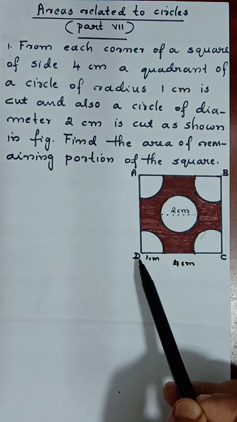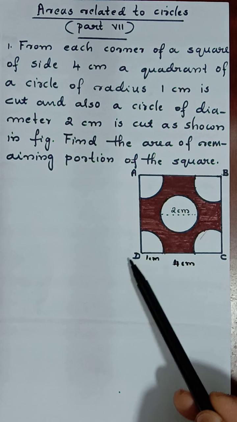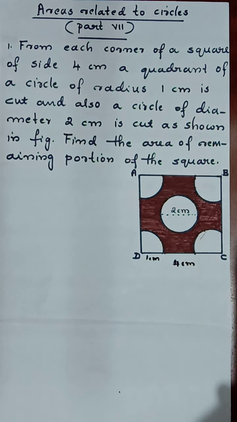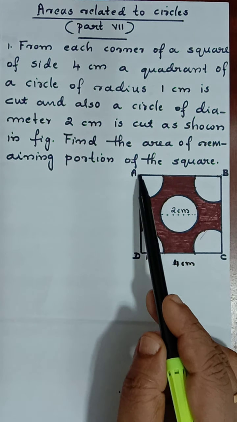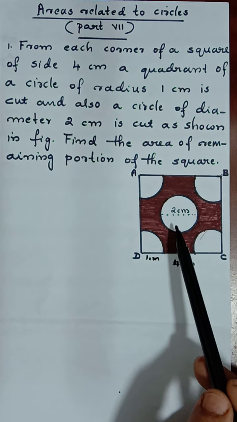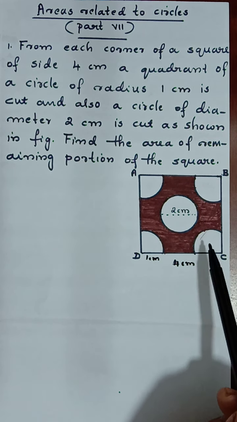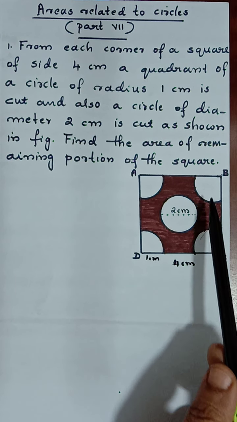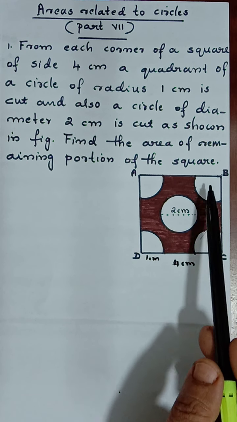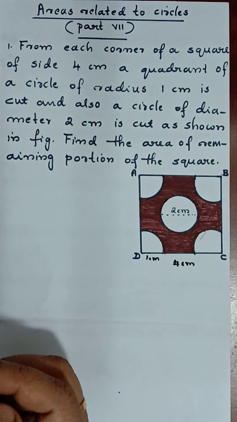This is a part of the square. Complete portion is the square, from which we have to subtract all these 4 quadrants as well as the circle having diameter 2 centimeter. So first we have to find out the area of the square. Then we have to find out the area of the unshaded portion. Then by subtracting the area of this unshaded portion, that is the 4 quadrant area plus the area of the circle inside, that must be subtracted from the total area of square ABCD. Let us find out each part.